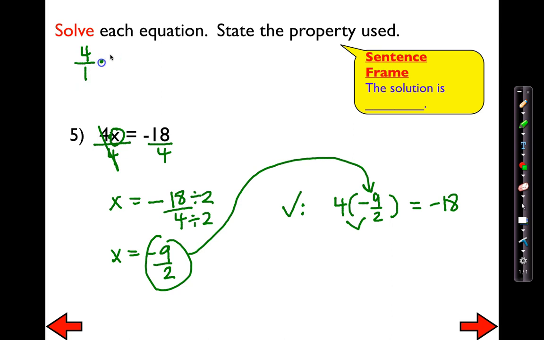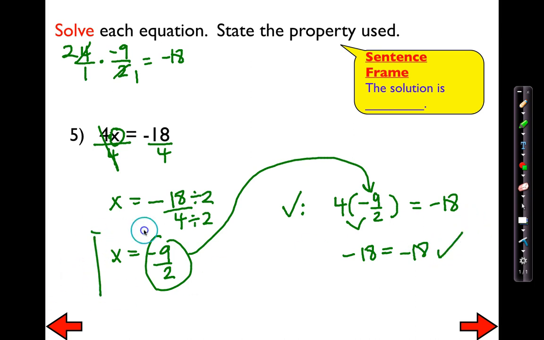4 over 1 times negative 9 over 2. Positive times a negative is a negative. So here we can cross reduce by 2, leaving me with a negative 18. So we have negative 18 equals negative 18. Is this true? Yes. So I'm confident that my answer is x equals negative 9/2. So I'm going to say the solution is x equals negative 9/2.